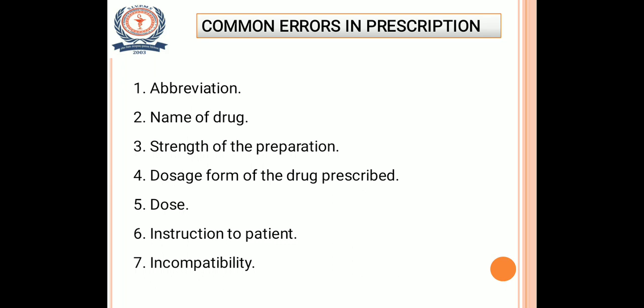The next error that can occur is through dose. Dose error may take place with pediatric patients. The pharmacist must discuss the dose with the physician just to avoid error in the prescription. Then instructions to the patient. There are chances that sometimes incomplete or inappropriate instructions may cause error in the prescription.